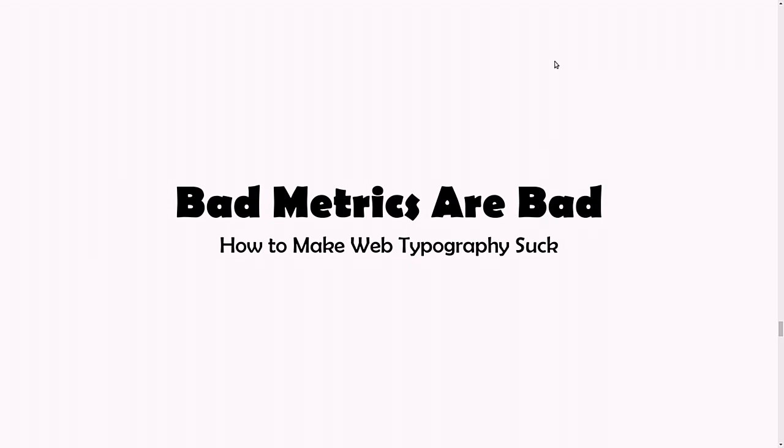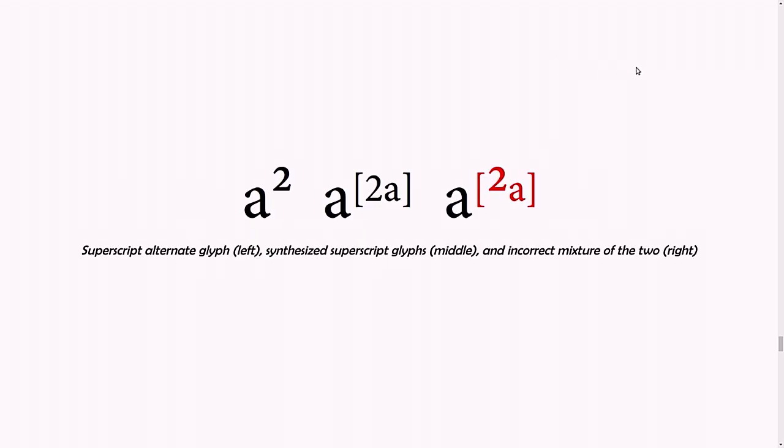Bad metrics are bad. This is an example of somebody who designed a beautiful superscript and wanted to use it. The browser didn't have a superscript glyph. The font didn't have superscript glyphs for brackets. So we ended up getting this result, which is not great, because the browser tried hard.